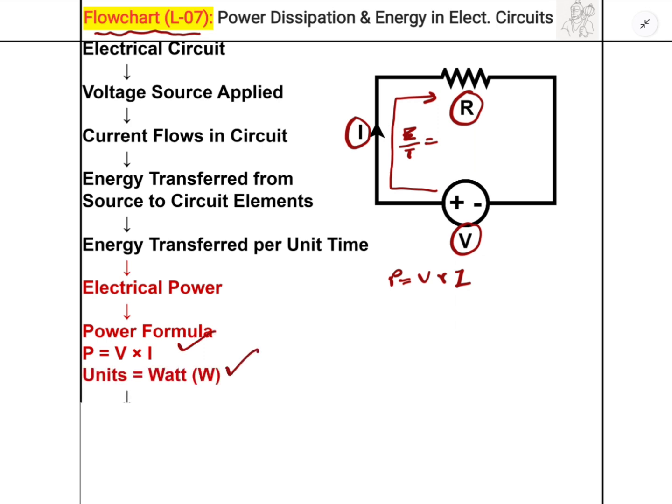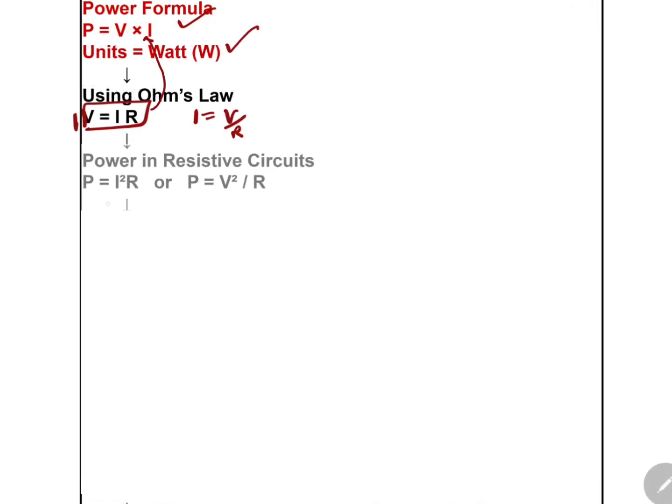We can rewrite this formula P equals V into I using Ohm's law, and Ohm's law says that V is equal to IR. So it can also be written as I is equal to V by R. If we put V equals IR in this formula, the power becomes I square R. If we put I equals V by R in this formula, the power becomes V square by R.